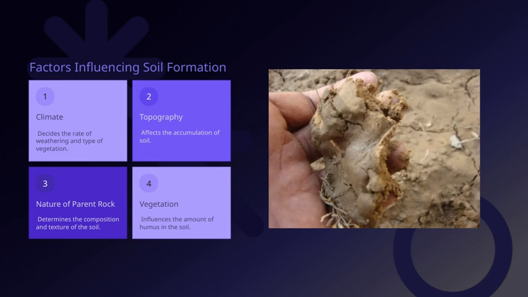Moving on, topography impacts how soil develops by influencing water runoff and erosion patterns, which can shape the soil profile over time. Finally, climate is a major factor because it decides the rate of weathering and the type of vegetation that can thrive. In essence, all these factors are interconnected and help us understand the complex process of soil formation, which is key to managing our natural resources effectively.